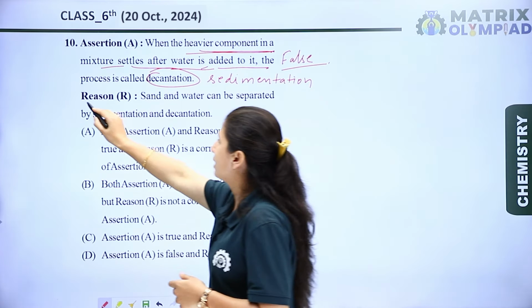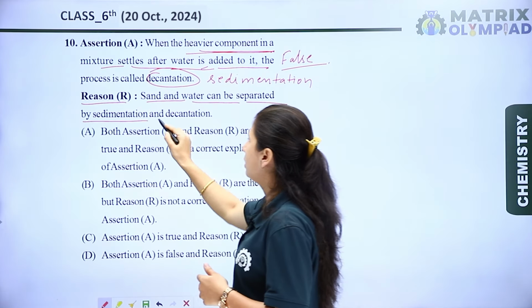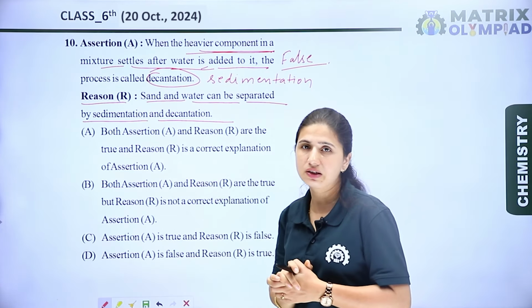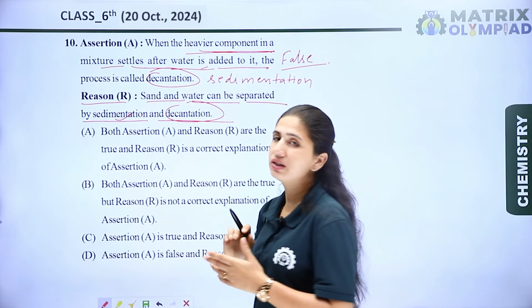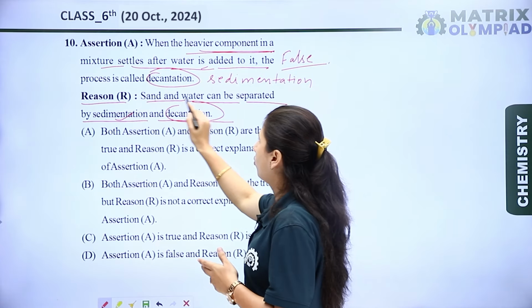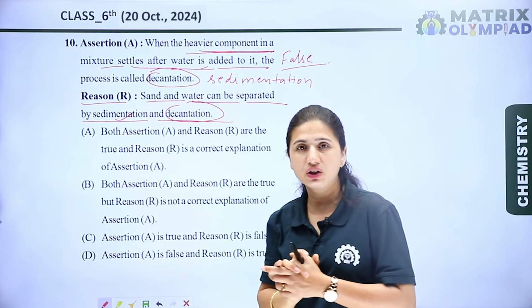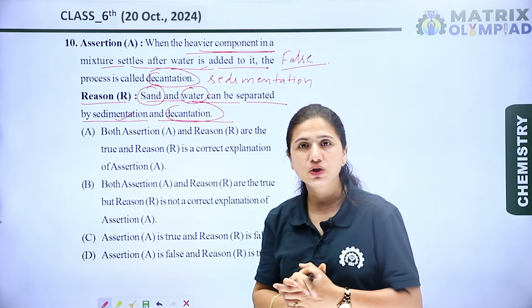Okay, so next is the reason. Sand and water can be separated by sedimentation and decantation. Yes, this is a completely right statement. By decantation and sedimentation, we can separate substances which are not miscible with each other. Sand and water are not miscible with each other because when we put sand in water, it forms a suspension type solution.